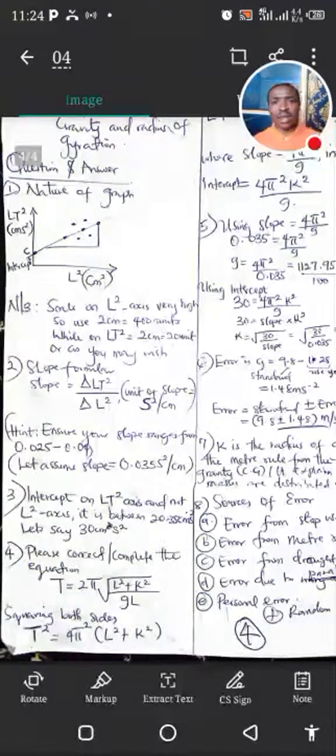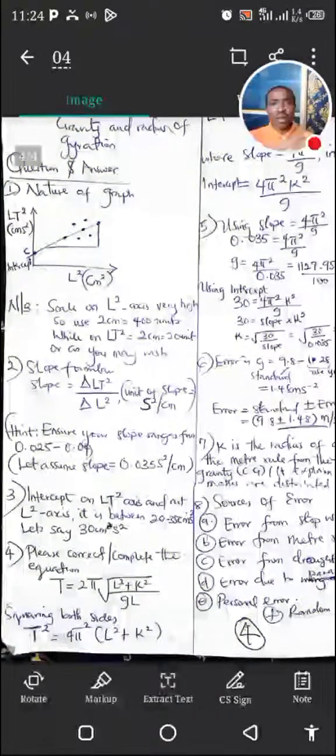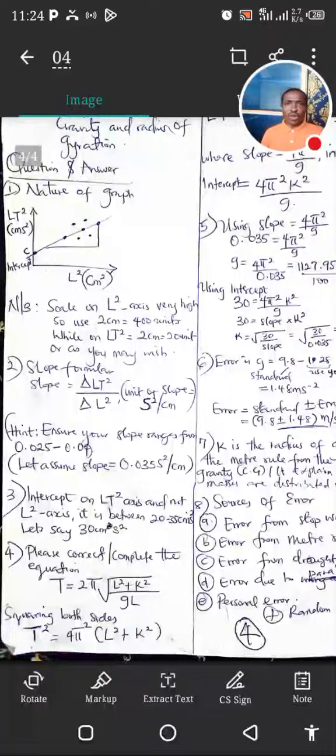Now, far back then when I was doing this, there was a particular graph that was plotted, and they were asked to find, on this compound pendulum, the intercept on the LT square axis. So this is what they also mean here, but the idea I came up with was that the intercept on the L square axis is negative, and you need that intercept to solve for your k.